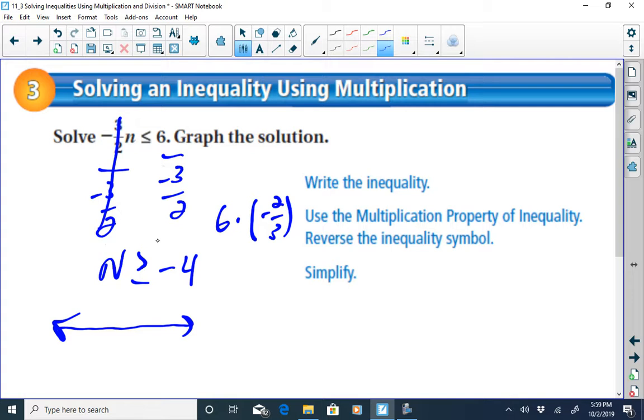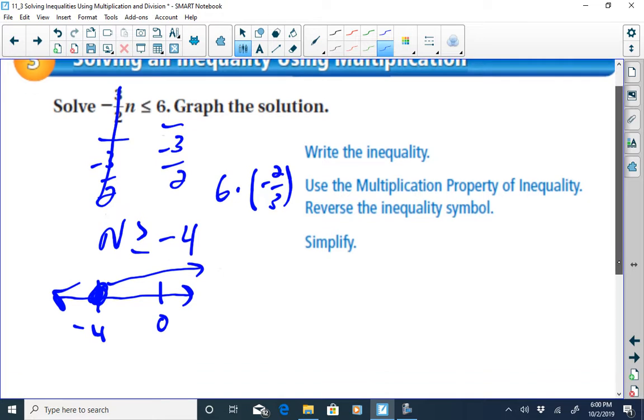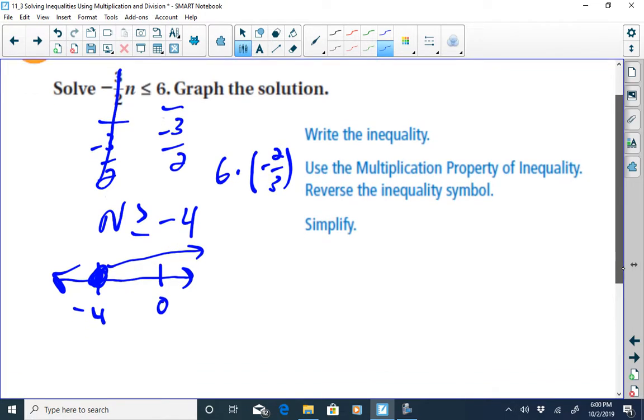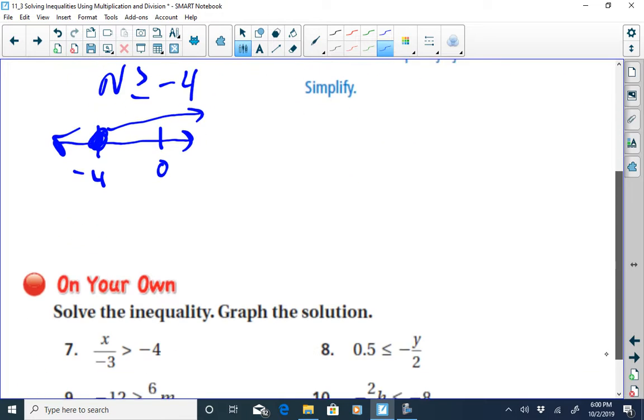So let's see. If we graph that, and it has to be greater than negative 4, we have 0. We have negative 4, right? It's a closed circle because it is greater than or equal to negative 4. And my arrow is going to go to the right. Well, if I check it, let's check it with 0 because 0 seems to be part of my solution set. If I replace n with 0, negative 3 halves times 0 is 0. Is 0 less than or equal to 6? Yes, it is. So by reversing my inequality symbol after we divided by -3/2, it kept the inequality true.